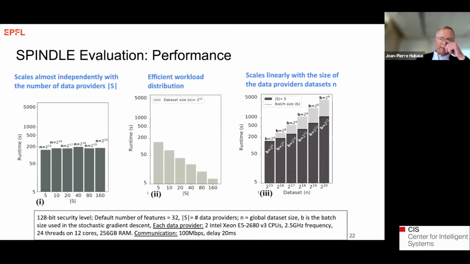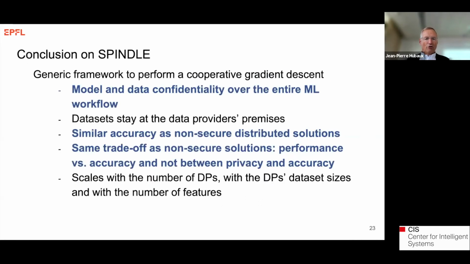This is crucial because crypto can sometimes be very heavy, so just to show that with a certain amount of optimizations, it works pretty well. So, conclusion: we already have here a system that provides modern data confidentiality of the entire ML workflow, and it has the properties that I've just mentioned in terms of accuracy.